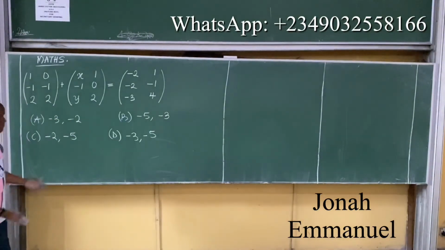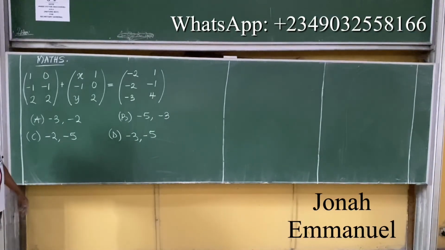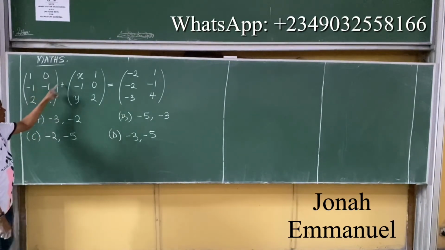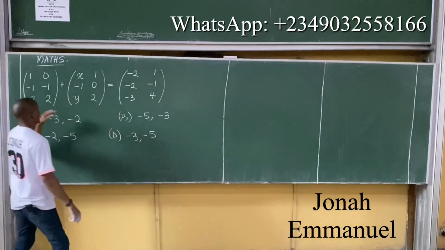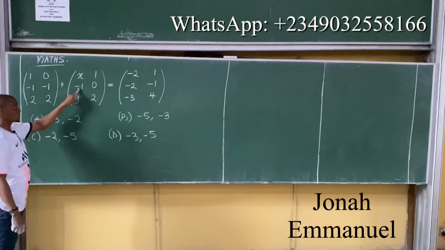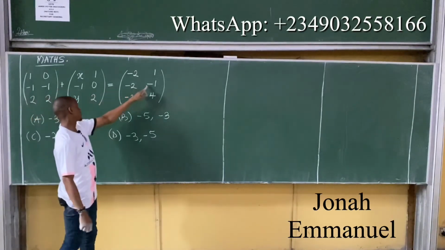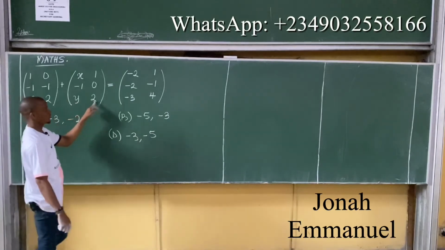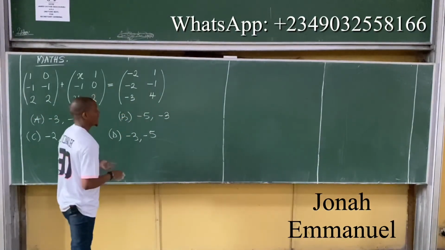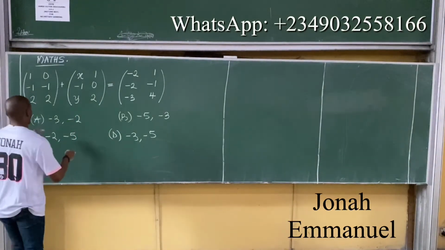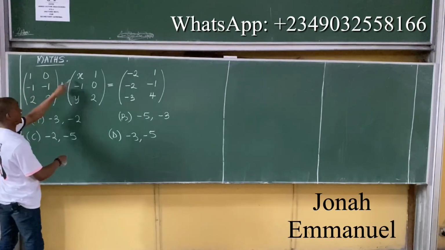So how do you solve this? It's easy. Of course, for these two here, what are they doing? Are they adding, subtracting, multiplying or dividing? They're adding. So ignore the x and take out the other ones. 0 plus 1 is 1. Minus 1 plus minus 1 is minus 2. That's correct. Minus 1 plus 0 is minus 1, that's correct. 2 plus 2 is 4, that's correct. So how do you get x and y? Simply add up corresponding positions. I have 1 here and x here.